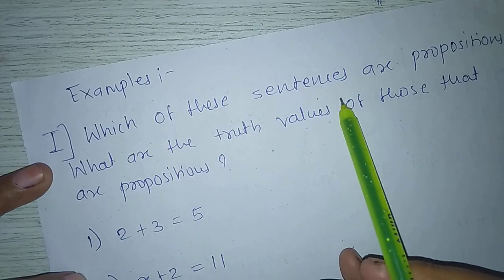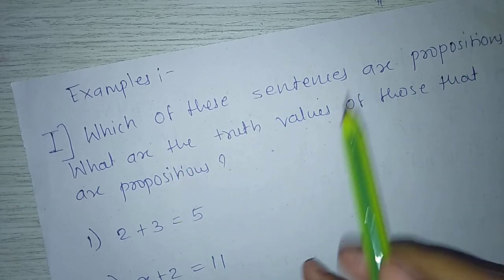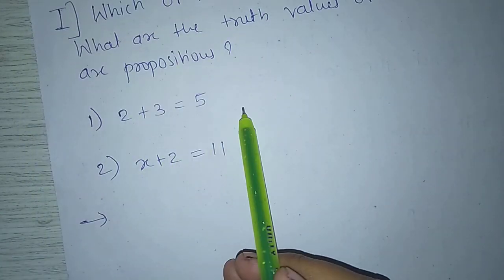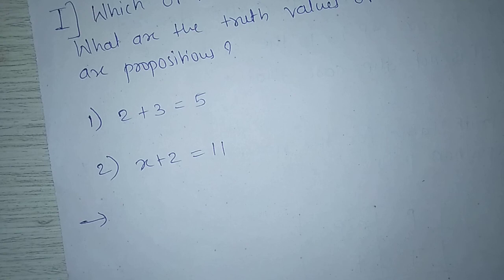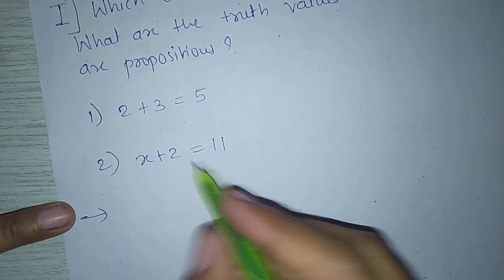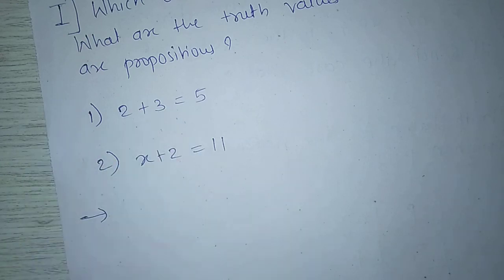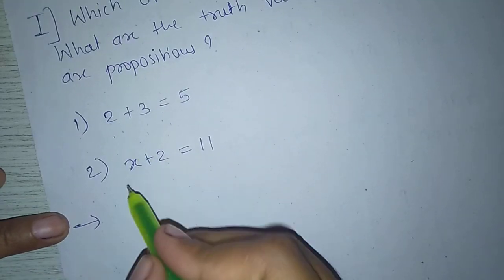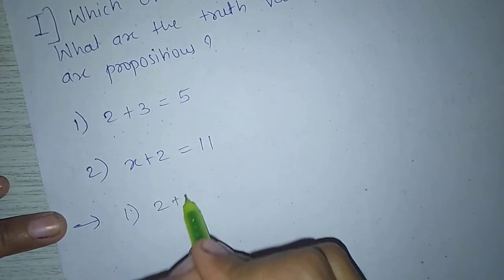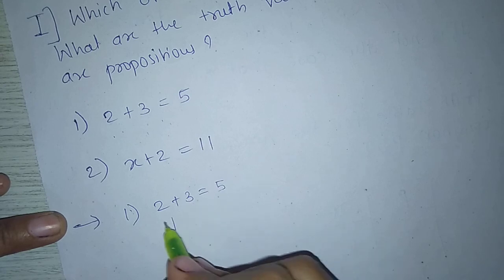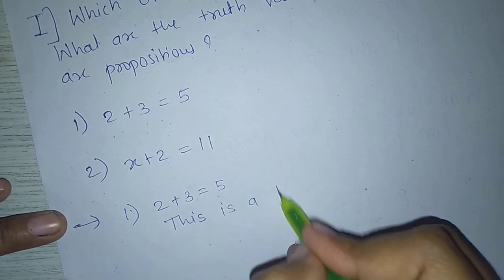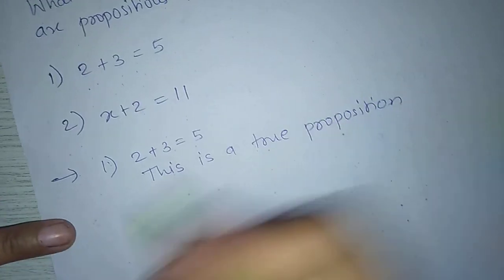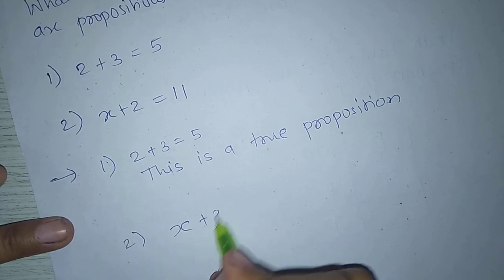Next example: which of these sentences are propositions? What are the truth values of those that are propositions? First, 2 plus 3 equal to 5. Second, x plus 2 equal to 11. 2 plus 3 equal to 5 is a proposition, and it is a true proposition because 2 plus 3 equal to 5, we know that.